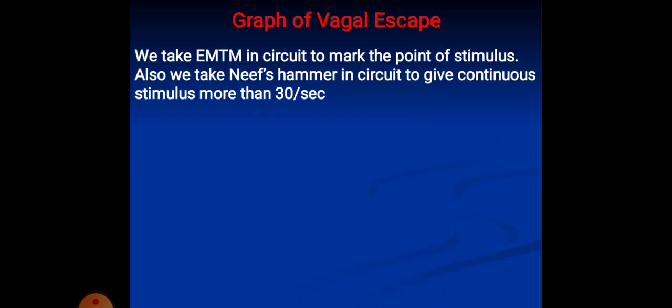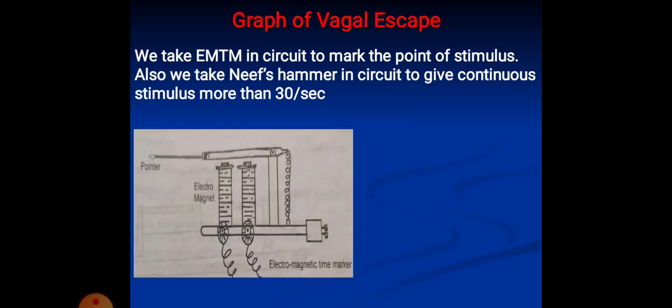Now what we will do, here we are going to take EM-TM in circuit. Last time also we had taken EM-TM in circuit, and here we mark the point. The use of EM-TM is to mark the point of stimulus, and also we are going to take Neves hammer in circuit to give continuous stimulus more than 30 per second. So if stimulus more than 30 per second has to be given, we have to take Neves hammer in circuit.